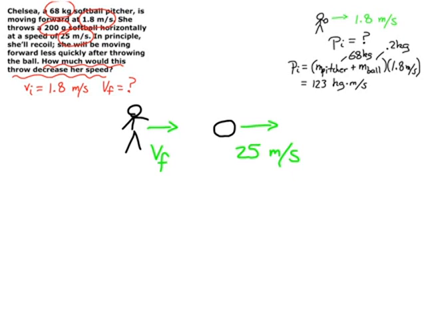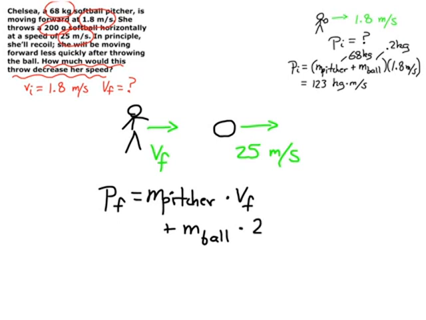Let's write down a relationship which gives us the final momentum of the whole system. What will that look like? We'll give you some choices. The final momentum is just the momentum of the pitcher, which is the mass of the pitcher times her speed, which is VF, plus the mass of the ball times its speed, which is 25 meters per second. So that's what our final momentum looks like.